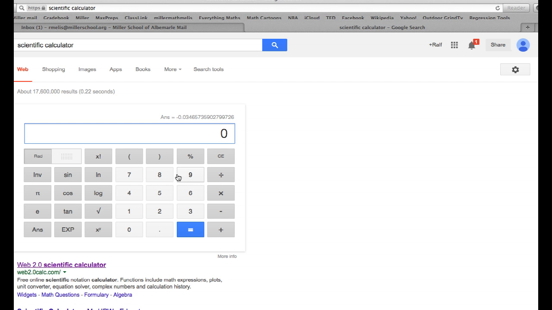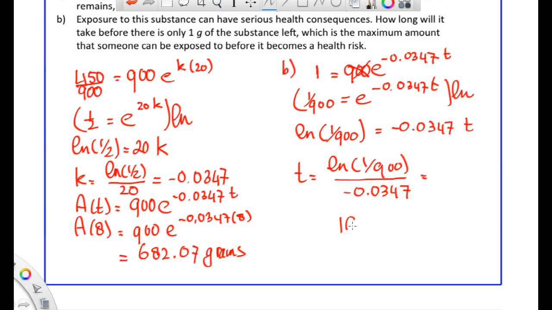Then I'll figure out what that is worth, and then I'll round probably just a little bit. So what did we say? The natural log of 1 divided by 900. Make sure you close your parentheses here, and then divided by negative 0.0347. This should be the amount of time. It should be pretty big, and it's 196.0. So I'm just going to say 196 years, 196.0 years, showing that it rounds to 0 here by writing the extra little decimal.